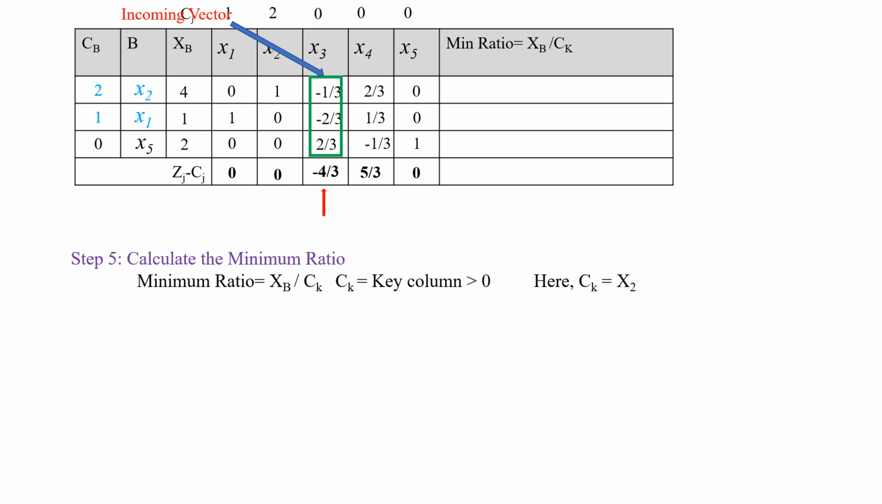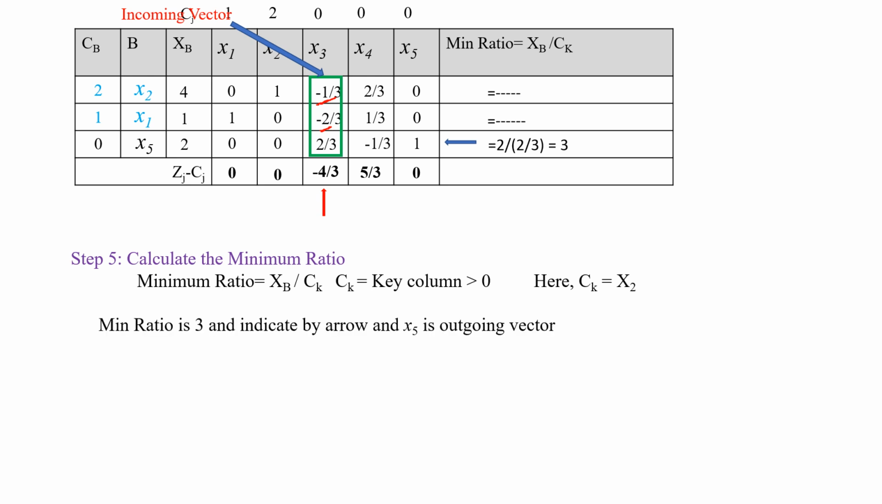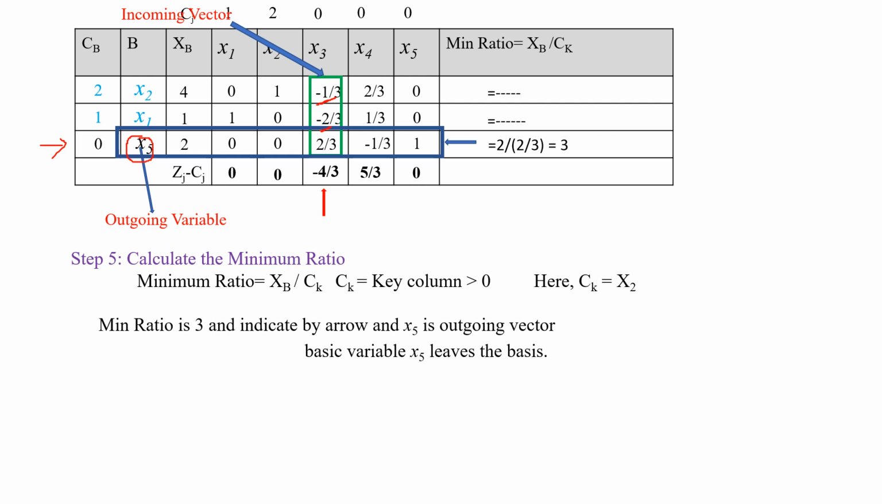So next we have to determine the minimum ratio of xb divided by the key column values. For the first row we are not calculating xb by ck because the ck value is minus 1 by 3, and the next one also minus 2 by 3, and the next one is 2 divided by 2 by 3, its value is 3. So here we have only one ratio, so the minimum ratio is 3 for the third row, the x5 row. So this row we are calling the key row, and the x5 variable is the outgoing vector and it is leaving the basis.